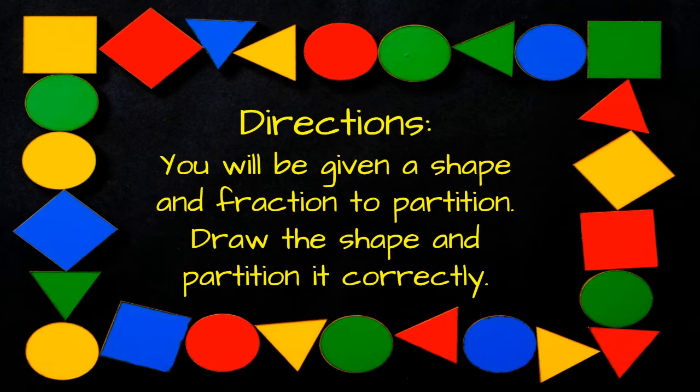Okay, here are the directions to do our activity. You're going to be given a shape and a fraction to partition that shape into. You're going to draw the shape on your paper, and then you need to partition it correctly. And boys and girls, it's okay if your circles and squares aren't perfectly drawn. You're not going to be turning this into anyone. This is just for your practice only. So don't get upset and don't get worried if it's not perfect.